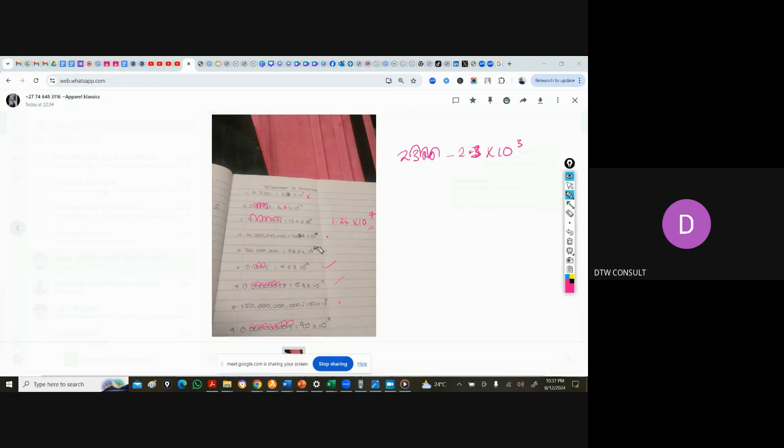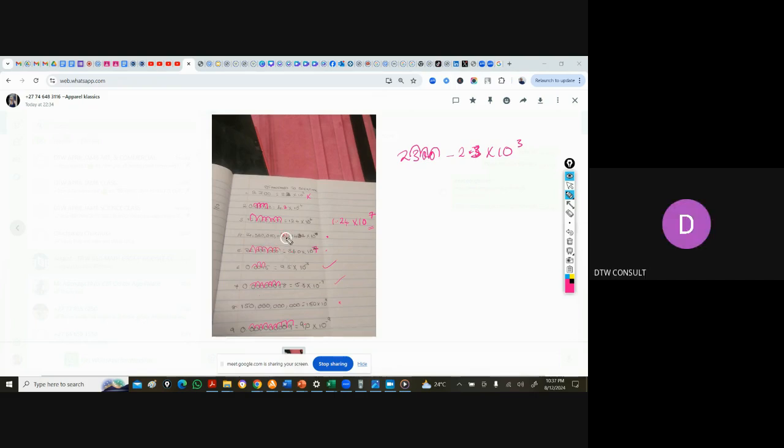So this, your decimal point has to be here, 3.6. So that will be 1, 2, 3, 4, 5, 6, 7. 3.6 times 10 raised to the power 7. Are you with me? Yes.